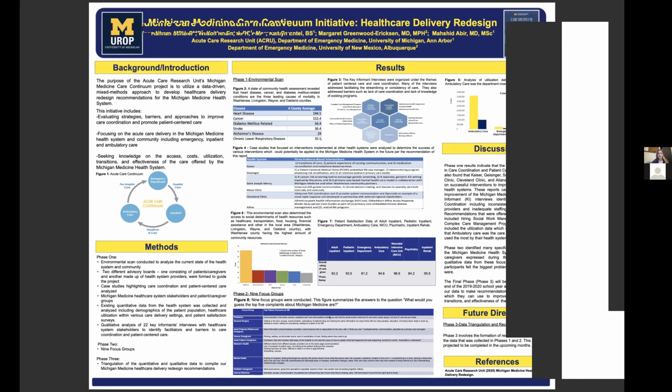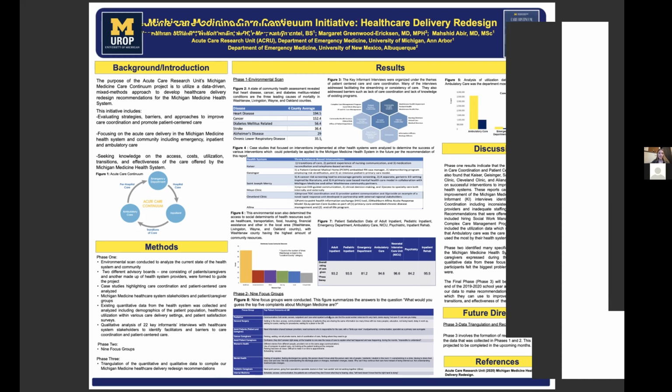And then figure 5 is an analysis of the utilization data which revealed that ambulatory care was the department that was most utilized, which is really interesting for the health system in a sense that they know which of their services are being utilized and whether or not that means they should invest more in that system or invest more in other systems. And then figure 6 is the environmental scan that determined the access to various social determinants of health, again, in Washtenaw, Livingston, Wayne, and Oakland County.